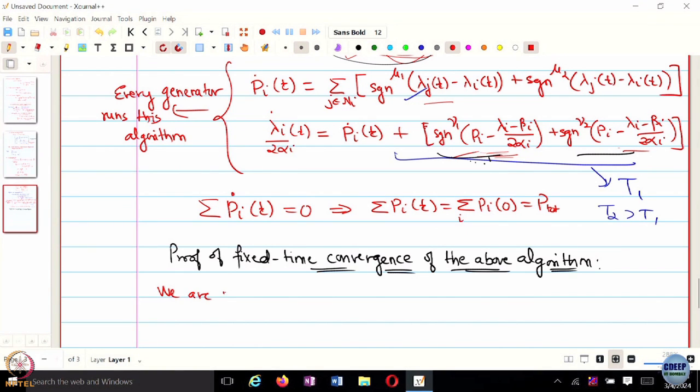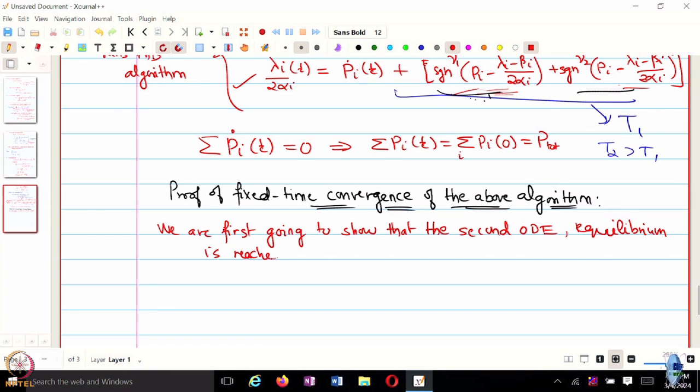So we are first going to show that the second ODE, this second ODE, its equilibrium is reached in a fixed time. Okay, and in order to see this, let me define the error e_i, which is going to be the error between p_i minus lambda_i over 2 alpha_i. Okay. Is this clear?